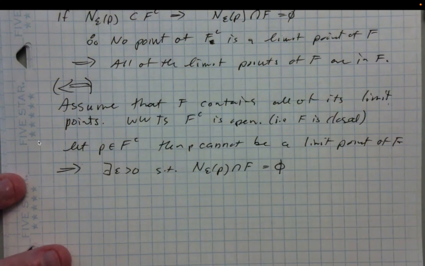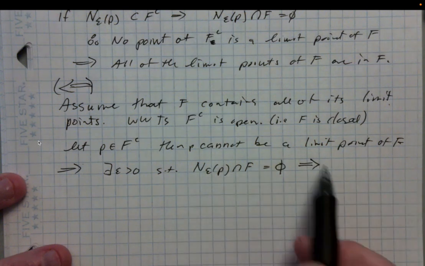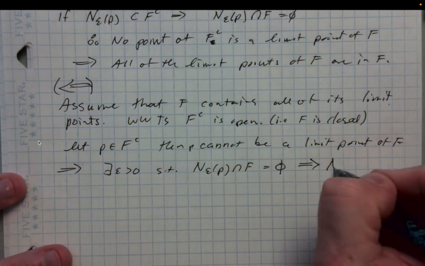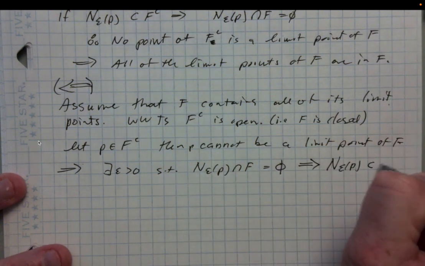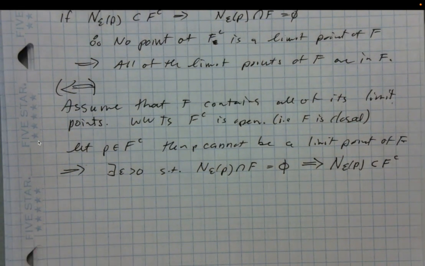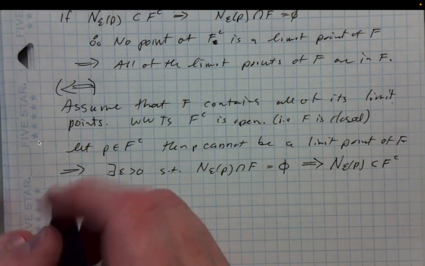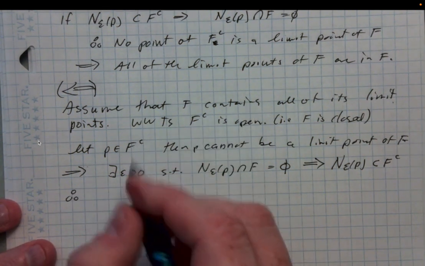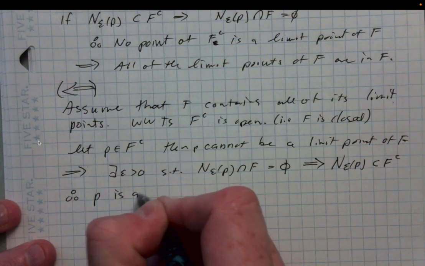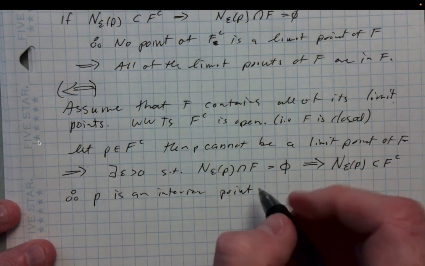Okay. And what does that mean? Well, that implies then for that chosen epsilon, the epsilon neighborhood of p must be in the complement of f. If the epsilon neighborhood intersect f is empty, then this epsilon neighborhood is entirely outside of f, which means it's in the complement of f, right? So therefore, p would be an interior point of f complement.